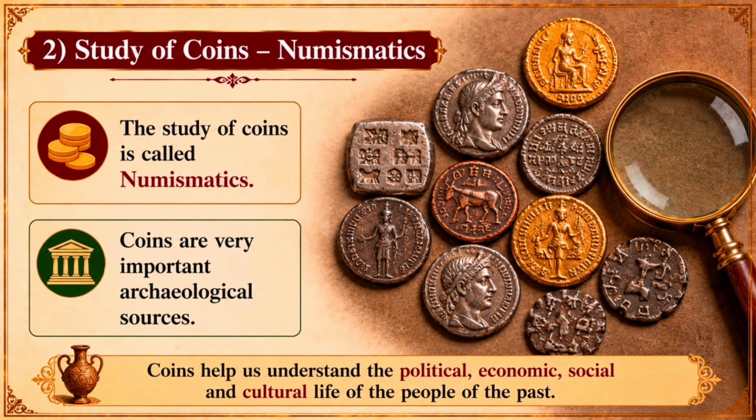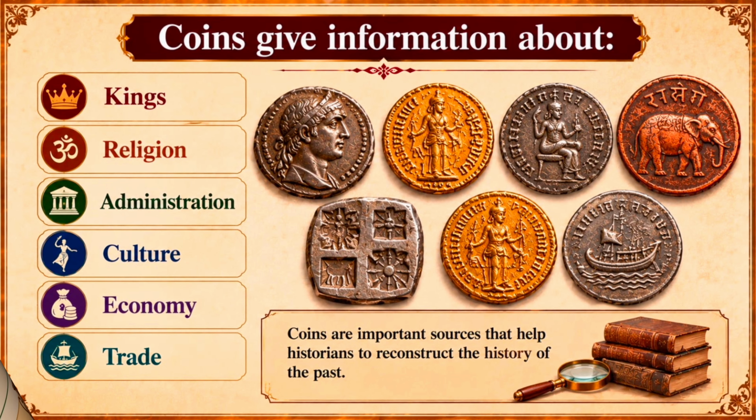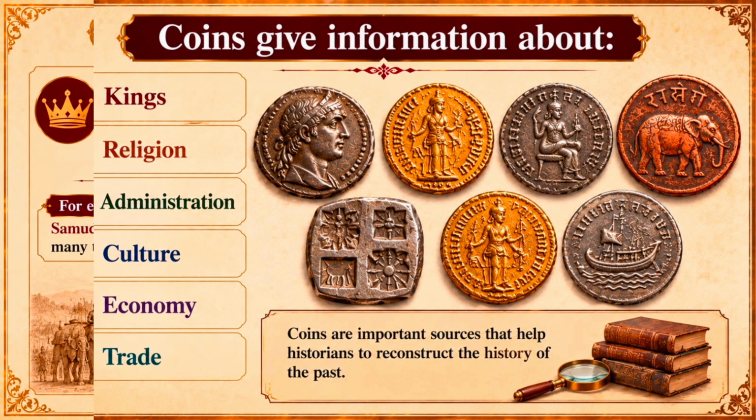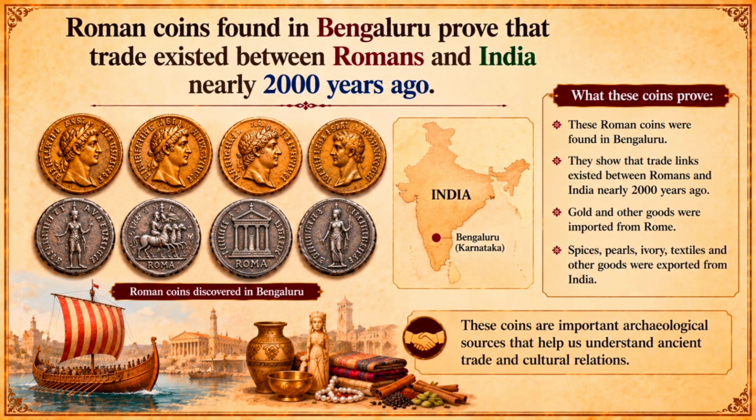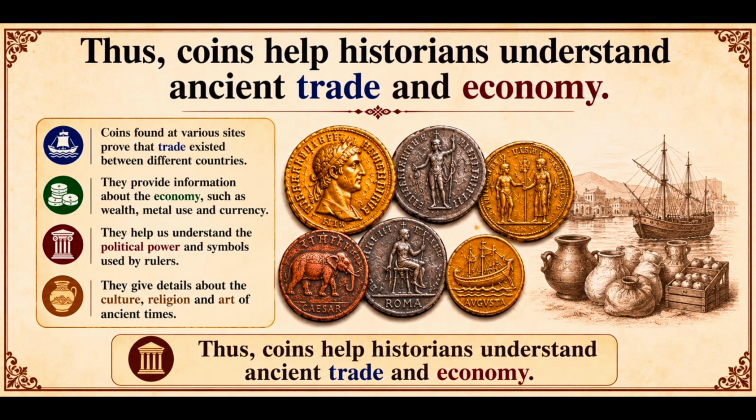Study of coins, numismatics. The study of coins is called numismatics. Coins are very important archaeological sources. Coins give information about kings, religion, administration, culture, economy, and trade. Coins also show symbols of power of rulers. For example, Samudragupta issued many types of gold coins. Roman coins found in Bengaluru prove that trade existed between Romans and India nearly 2000 years ago. Thus, coins help historians understand ancient trade and economy.